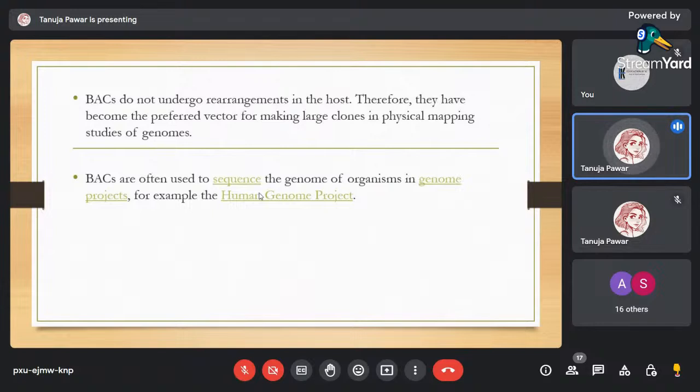Bacterial artificial chromosomes do not undergo rearrangement in the host. Therefore, they have become the preferred vector for making large clone libraries in physical mapping studies of genomes.